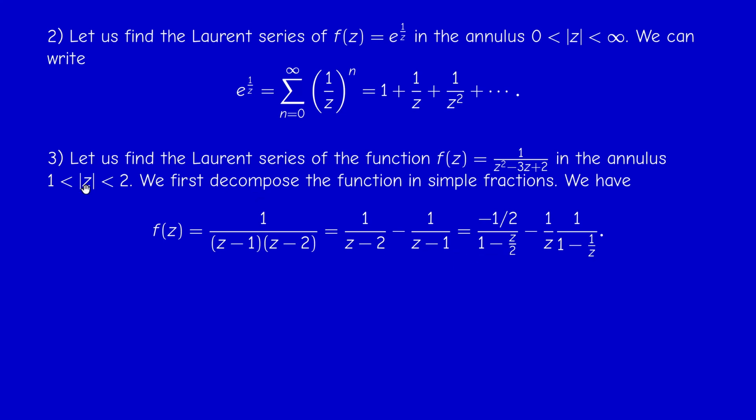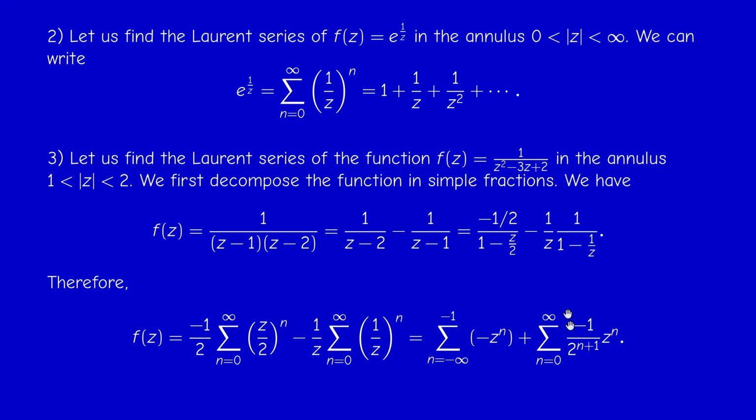Now if z in modulus is less than 2, then z over 2 is less than 1. And if the modulus of z is bigger than 1, then 1 over z in modulus is less than 1. So in the first fraction, I factor by 2, and I change the order, because I want to expand this in a geometric series. And in the second fraction, I factor by z. And now we are almost done.